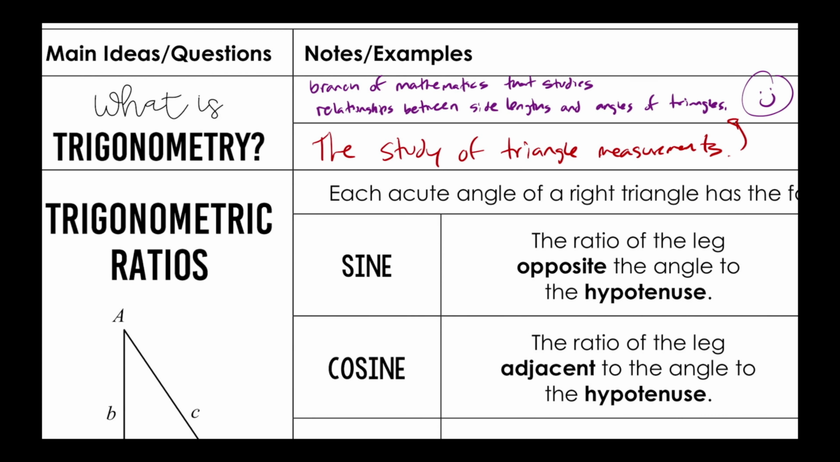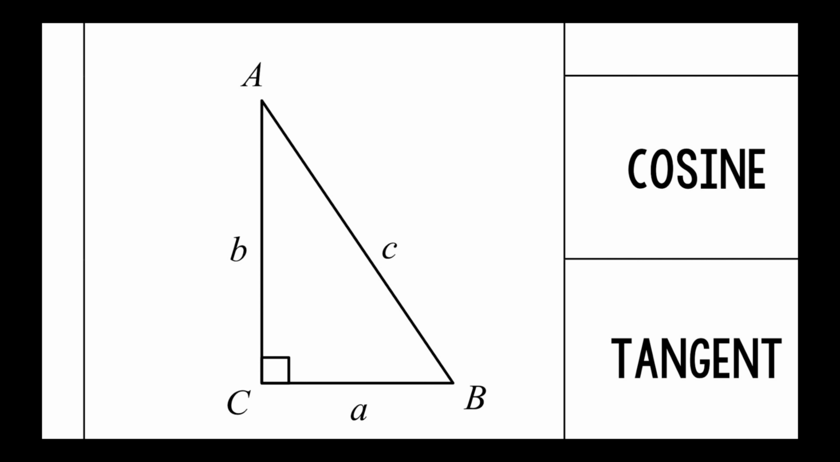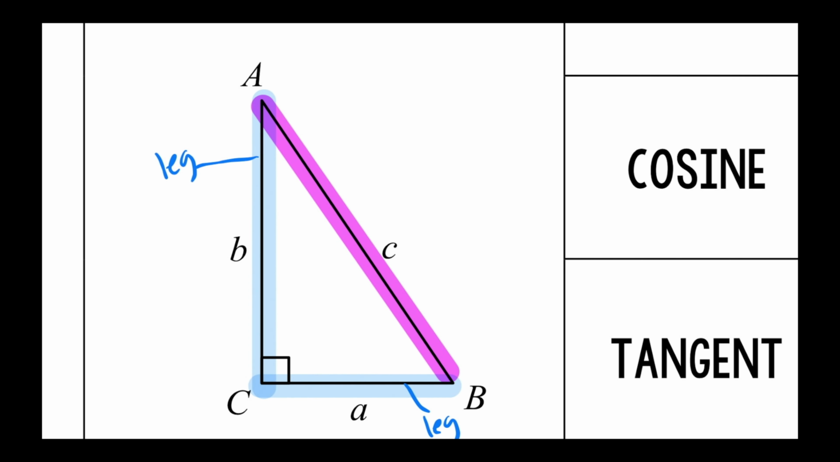Okay, so these three ratios. So here's a right triangle, okay? And again, you should always identify the legs. So these are the two sides that make our right angle. So these are the legs. And this long side, the longest side of a right triangle, is the hypotenuse. So always understand which, because it may be in different configurations, right? But always know where your legs are and what your hypotenuse is.